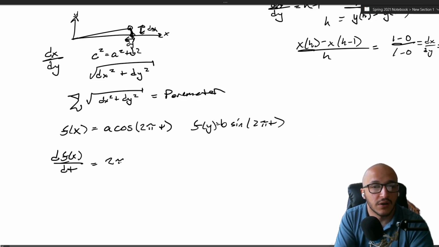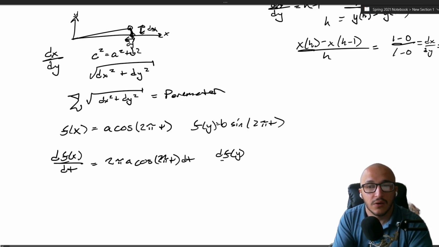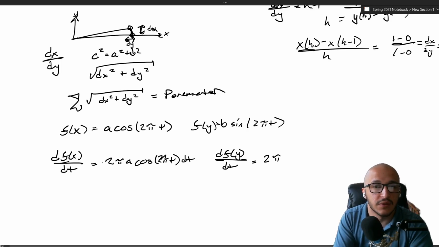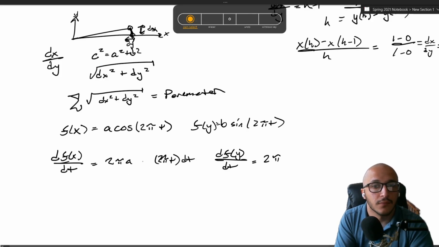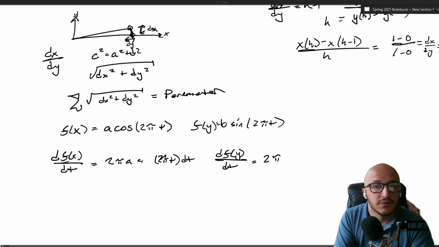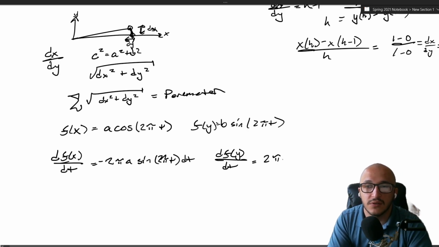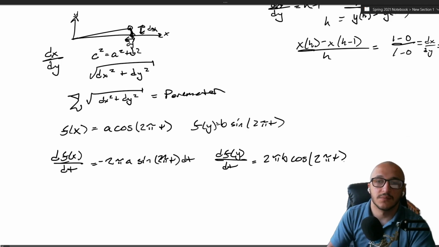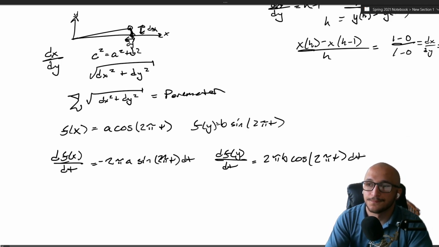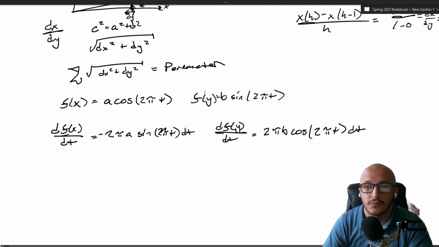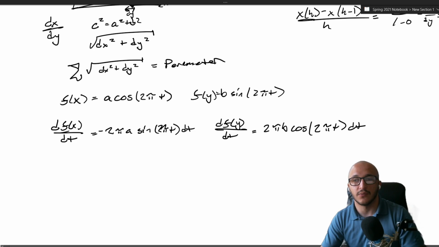should equal 2 pi times a cosine 2 pi t times dt, and then df of y over dt should equal 2 pi, or this should be negative a sine, and then this would be 2 pi b cosine 2 pi times t dt. Actually, df of y over dt.